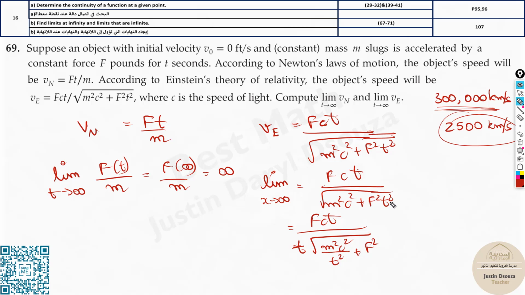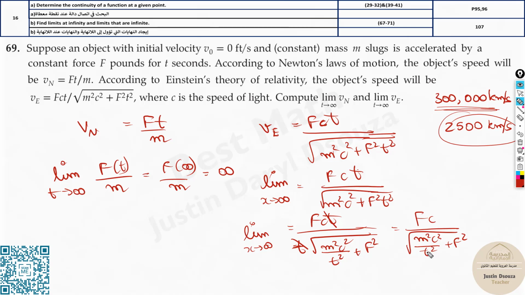Because you can see this t square is removed outside and it becomes t. Here you divide it. That's a simple algebra over there. And now this cancels off with this, so you're remaining with fc divided by square root m square c square by t square plus f square, and the limit is what? As x tends to infinity.